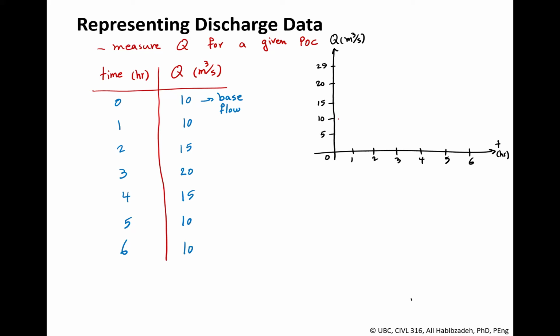At time 0, we had 10. At hour 1, we still had 10. At hour 2, it went up to 15. At hour 3, it went up to 20. At hour 4, it came back down to 15. At hour 5, it went back to 10, and then remained there, it looks like. And if we connect these dots, we're going to get a graph that looks like this.